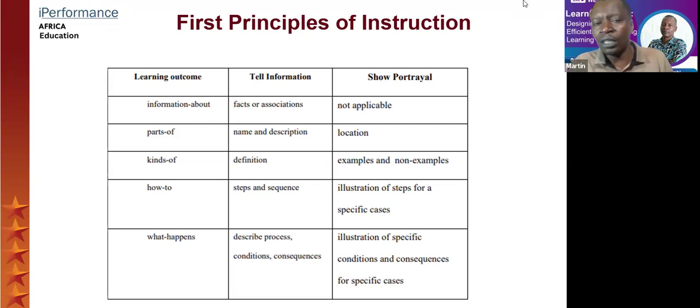Then the kinds of, still with cars, you have your makes and the models, and then you need to show people the examples and the non-examples. So you'd want to show them an example of a Toyota and an example of a car that is not a Toyota. Then the how-to. And here in the how-to is where most of corporate learning or workplace learning happens: how to switch on your computer, how to file specific papers, how to do a specific process.